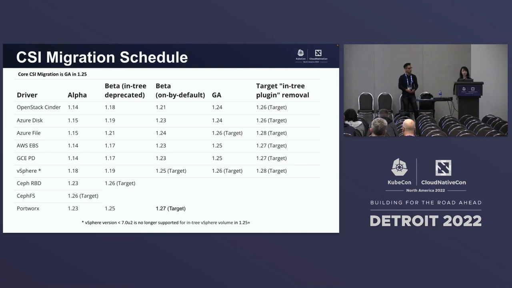So here's a table that shows the CSI migration. SIG Storage has been working on this for several releases now. In 1.25, the core CSI migration moved to GA. We also have several drivers, including OpenStack Cinder, Azure Disk, AWS EBS, GCE PD, moved to GA. And Azure File and vSphere are also targeting GA in the 1.26 release. So you can take a look at this table and find out the CSI migration status.